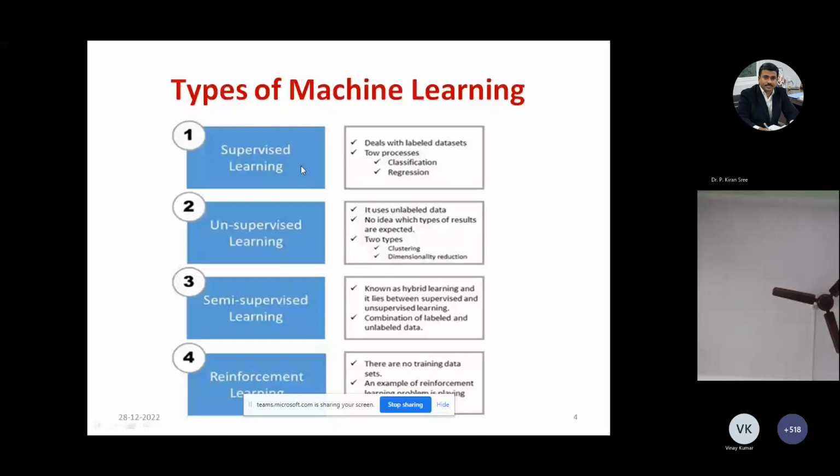Supervised learning algorithms deal with a labeled dataset, whereas an unlabeled dataset is dealt with in unsupervised learning. Semi-supervised is an intermediate between supervised and unsupervised, and for reinforcement, no training dataset is required. This is the difference between these types of machine learning algorithms.